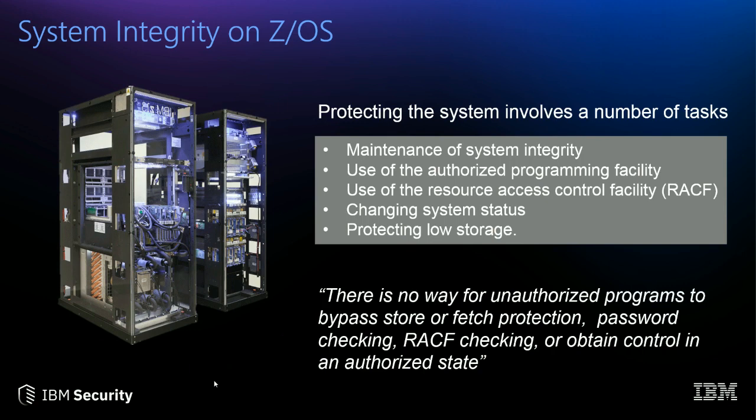And as you know, z/OS includes features and facilities designed to protect one program from affecting another program, either intentionally or accidentally. But we also know that system protection involves a number of tasks such as maintenance of system integrity, use of APF, use of RACF, changing system status, protecting low storage. So we can say that there is no way for an unauthorized program to bypass store or fetch protection, or to bypass password checking, or to bypass RACF checking, and to obtain control in authorized state.